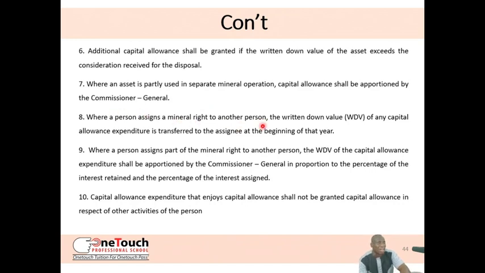Now, where a person assigns a mineral right to another person, like we said in the petroleum operation, the original value of any capital allowance expenditure is transferred to the assignee at the beginning of the year. So, for example, in capital allowance computation in year 3, the company decides to assign 40% of its rights to another company B. What it means is that the original values that you have in year 3, you find 40% of that for the assignee, because you are giving 40% to a new person, and then you retain the remaining 60% of all the original values of the asset. So whenever there is an assignment of interest and you are calculating capital allowance, the original values that are left, you just apportion to the extent of the percentage of interest assigned. So if A has assigned 40% to B, then A will retain 60% of all the original values, and B will take over 40%, and everybody will continue calculating his or her capital allowance the normal way.